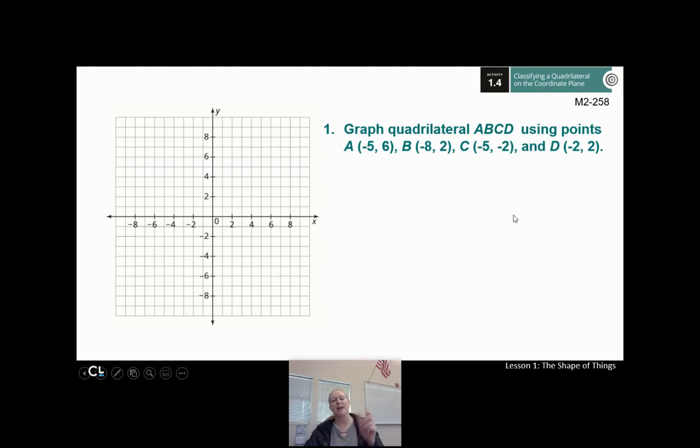So go ahead and hit pause, graph quadrilateral ABCD. Make sure you label A, B, C, and D as you go, it'll make it easier. And then hit play when you're ready to check your work.